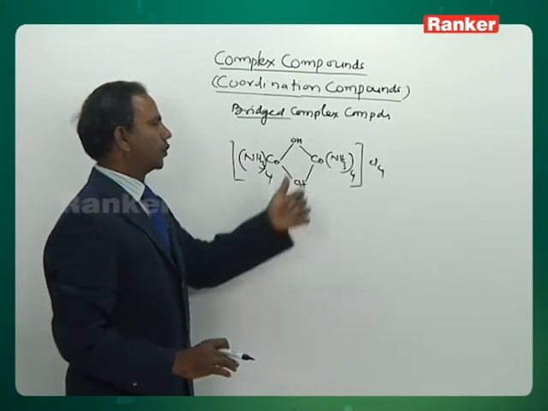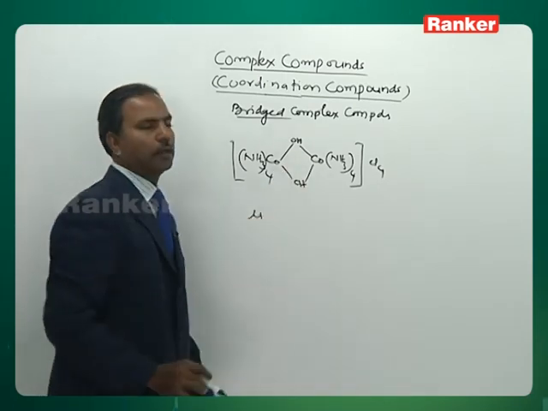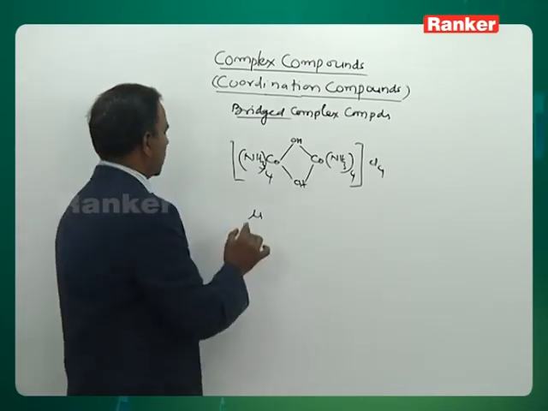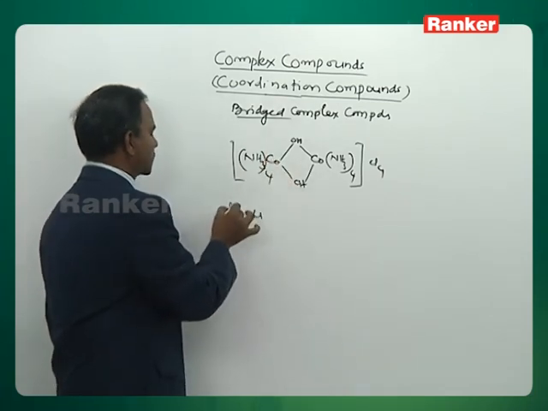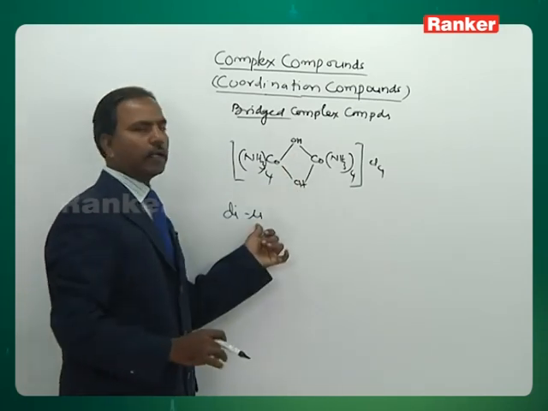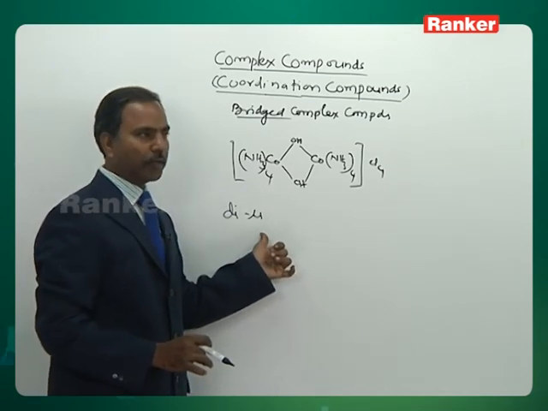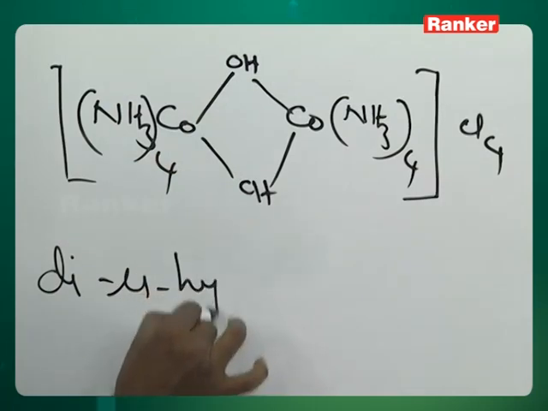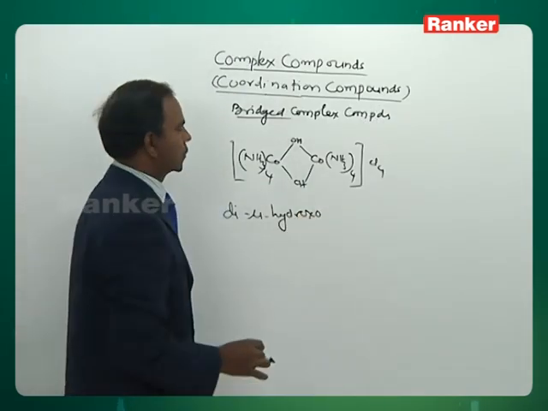Now, to show the bridging for this bridged complex, we use a prefix mu. Look here, the mu stands for bridging. Now you see next, how many bridges are there? 2. So first, di. Di, 2 are bridging. To indicate the bridging, we write mu. Di mu, 2 are bridging. What are bridging? Hydroxo. Di mu hydroxo.